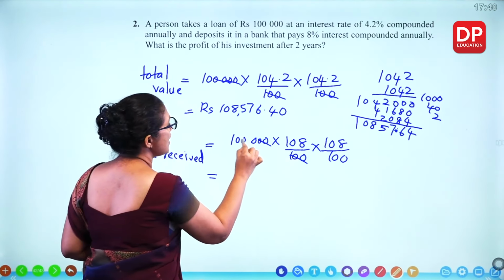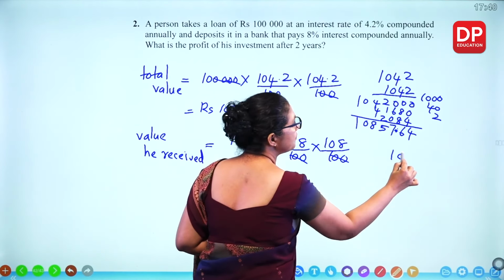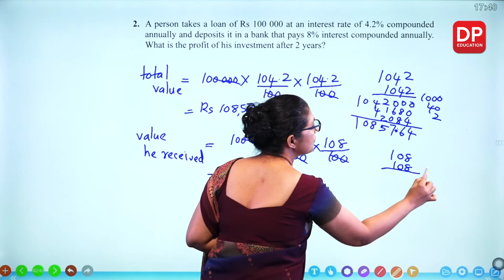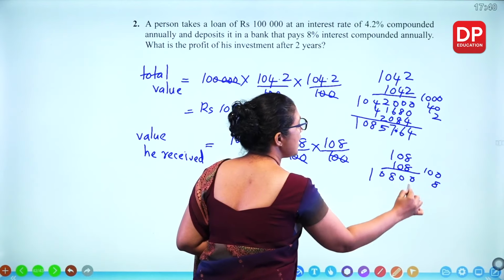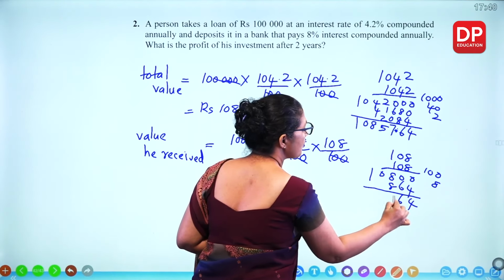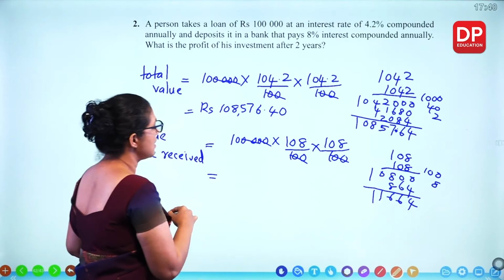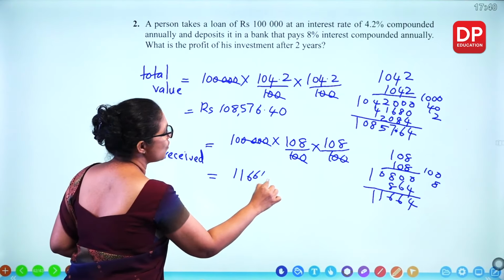What's the value here? 2 zeros and 2 zeros. 108 times 108. 108 multiplied by 1. 8 times 8, 64. You get, and multiply by 10, 116,640.